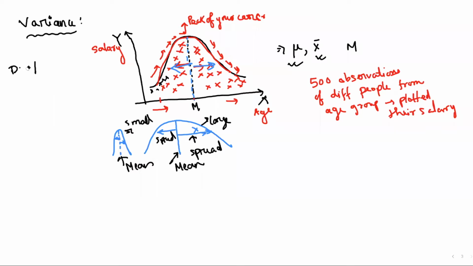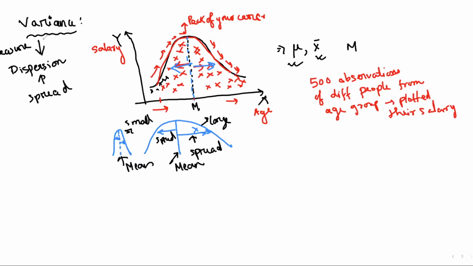Let me run this. So dispersion is nothing but spread. How spread your data is from your average. Okay, and variance is the way to measure that. Variance will measure how spread your data is.